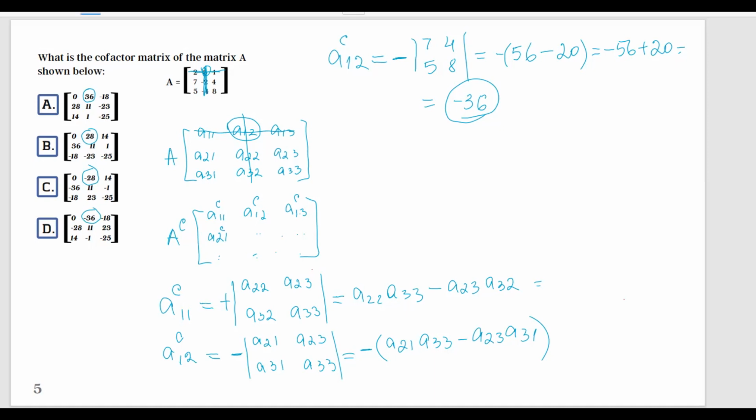I found that in the cofactor matrix, the position of A12 is minus 36, which matches with option D. So D is the correct number. You know right away what is the correct option by doing just one single calculation.